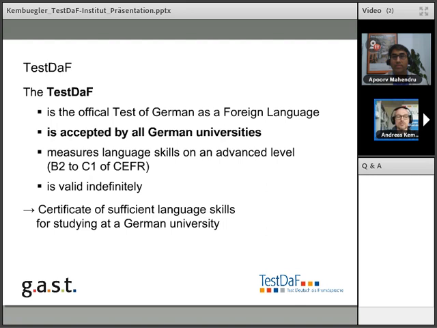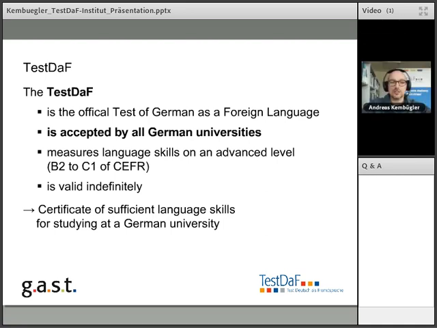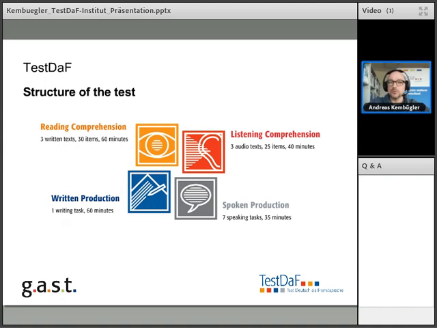The most important fact is you need this language certificate if you want to study a program that is held in German. And of course, all the German universities accept this certificate. So it's the only certificate that is accepted by all German universities. Once you have received a certificate of the TestDaf, it has an unlimited validity, so you can use it whenever you want.